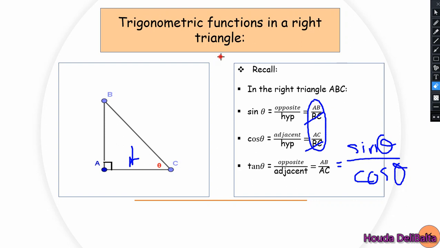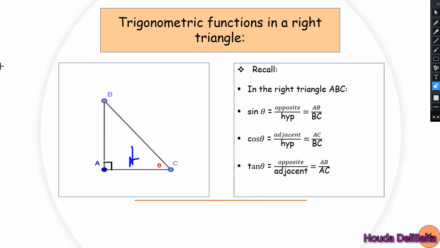Now notice that because in the right triangle, the largest or the longest side is the hypotenuse, then definitely sine theta and cosine theta must be less than 1. Okay? So sine theta and cosine theta are always values that are less than 1.